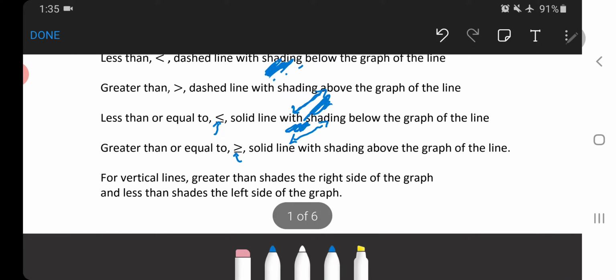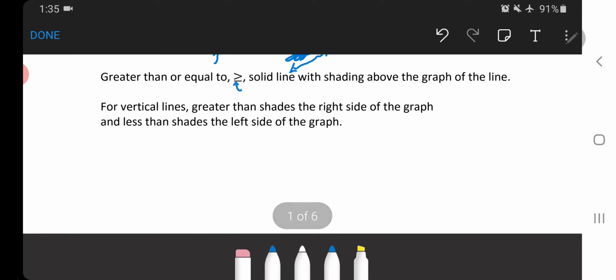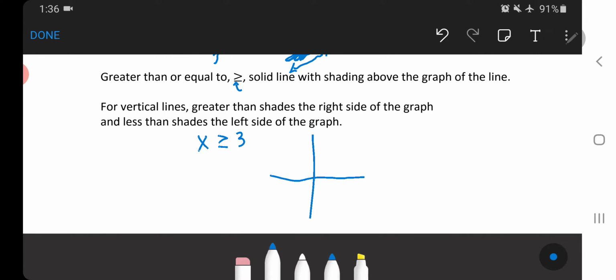Okay. For vertical lines, greater than shades the right side of the graph, and less than shades the left side of the graph. Alright, what they're pretty much talking about is when they're talking about x. So let's say x is greater than or equal to, for example, some value like 3. Then you'd have a graph that looks something like this. Sorry for the sloppiness, but just trying to show you x, y. 3 would be about, let's put some things here, 1, 2, 3. So we'd have this line going up and down, a vertical line, and since x is greater than, the shading would be to the right.